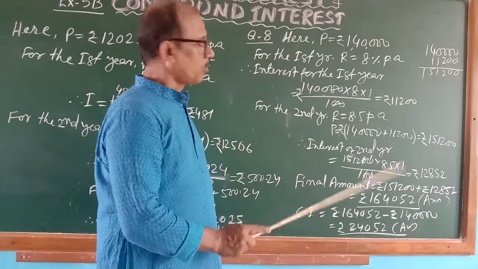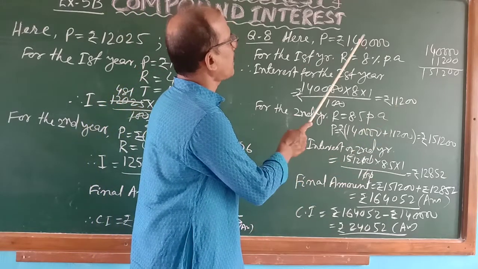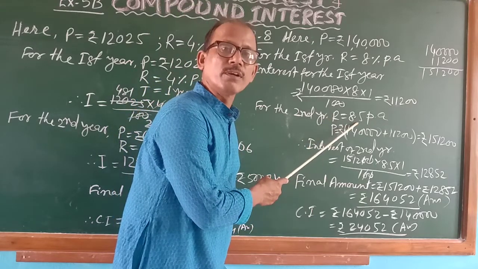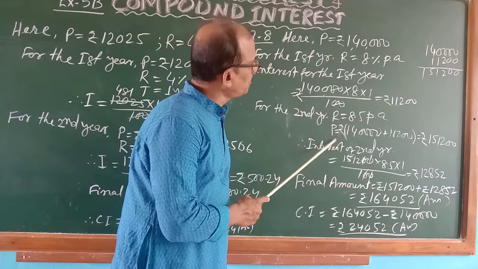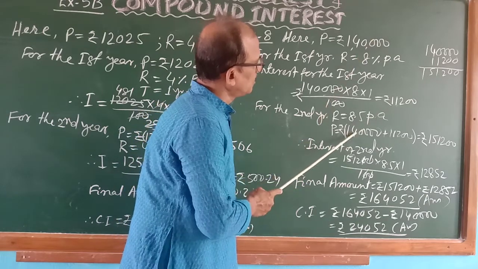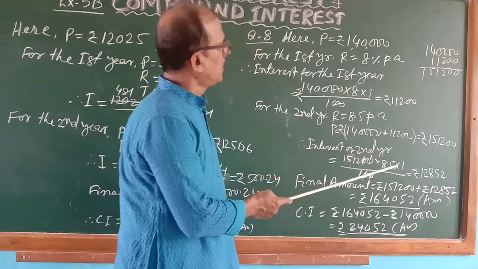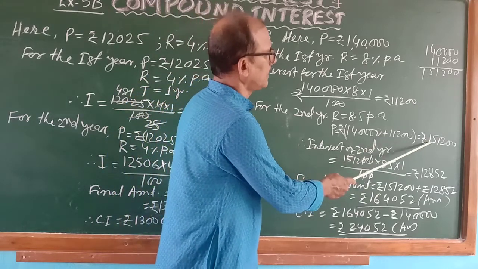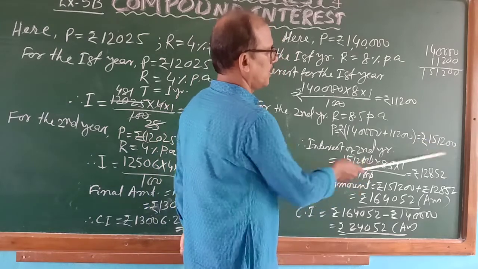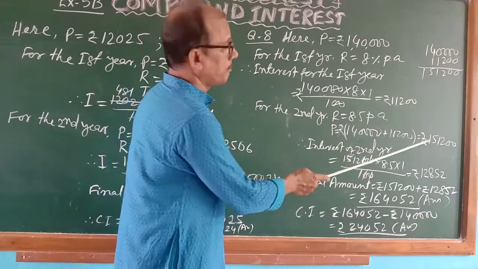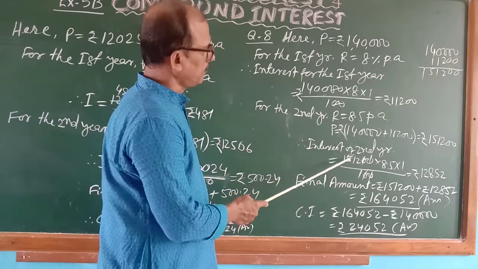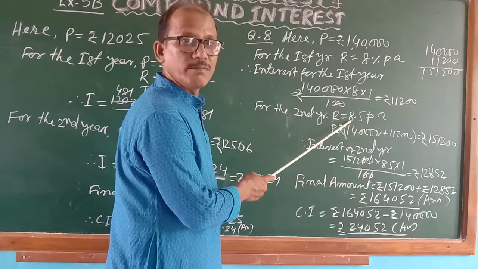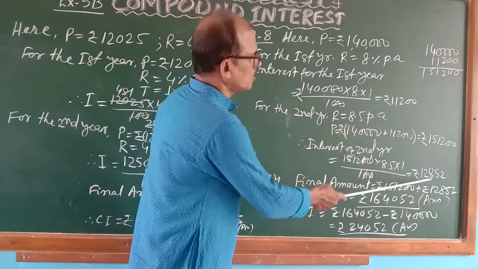So for the second year, what will be the principal? This amount plus this amount. For the second year, the rate percentage given is 8.5% per annum, and the principal value will become 1,40,000 plus 11,200 that we are adding, so 1,51,200 will be the second year principal amount. What will be the interest? Principal into rate into time divided by 100. This is the principal value, and this is the rate percent for the second year, that is 8.5, not 8. So the rate percentage has changed.